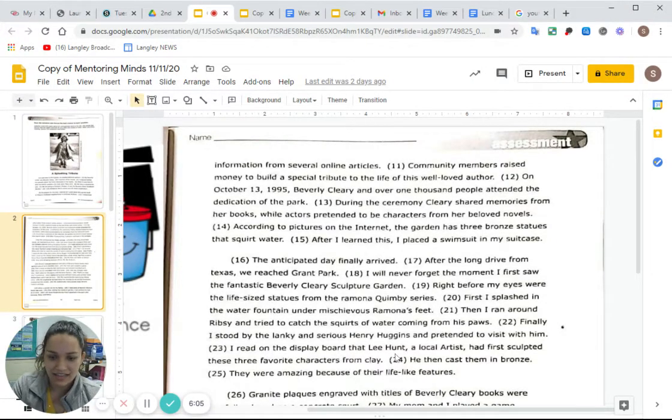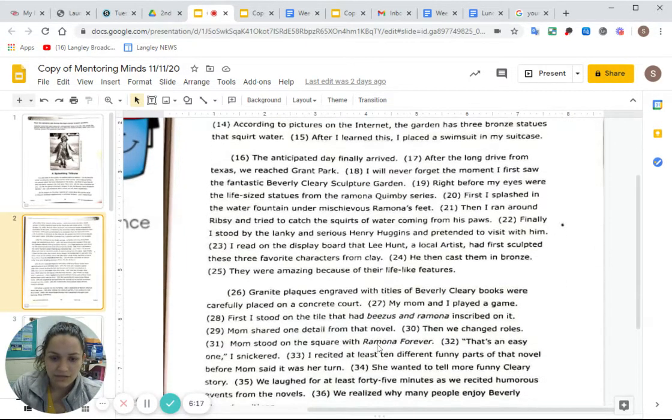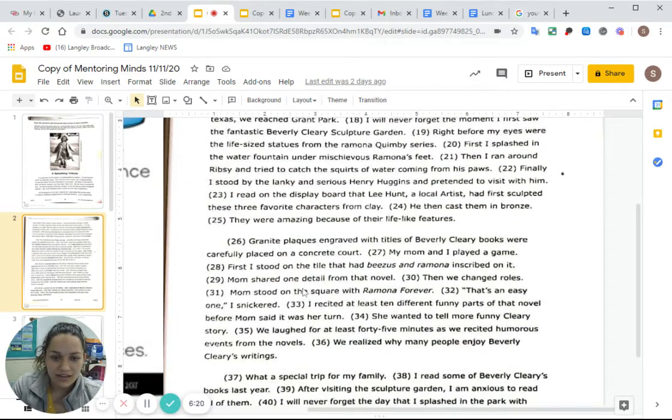I read on the display board that Lee Hunt, a local artist, had first sculpted these 3 favorite characters from clay. He then cast them in bronze. They were amazing because of their lifelike features. Granite plaques engraved with titles of Beverly Cleary books were carefully placed on a concrete court.